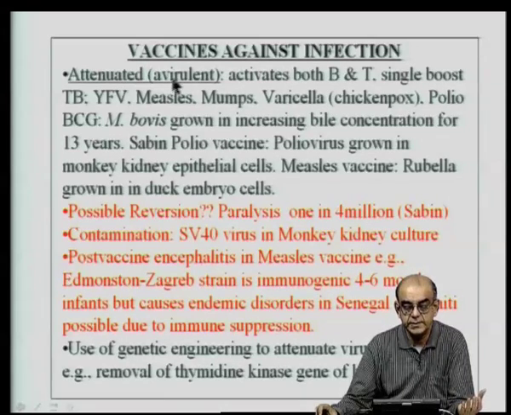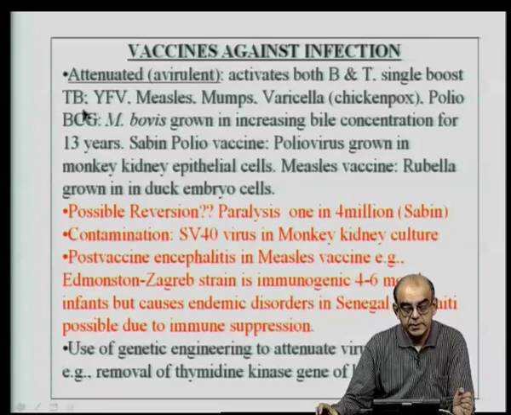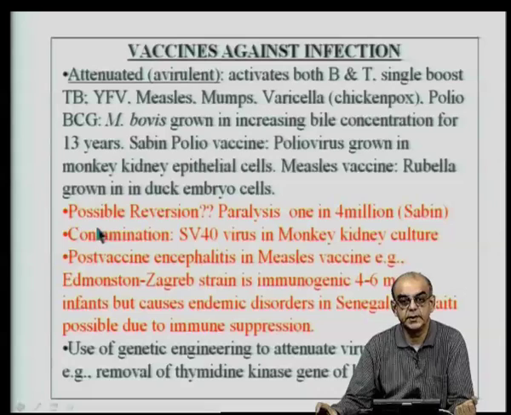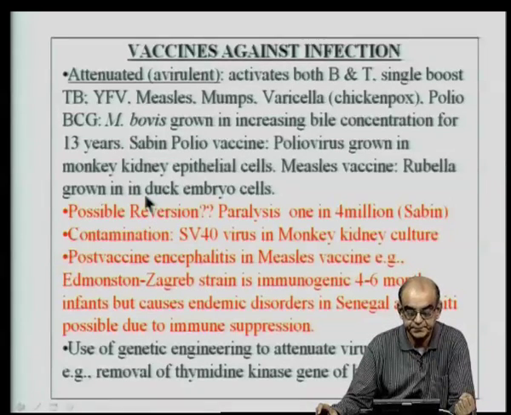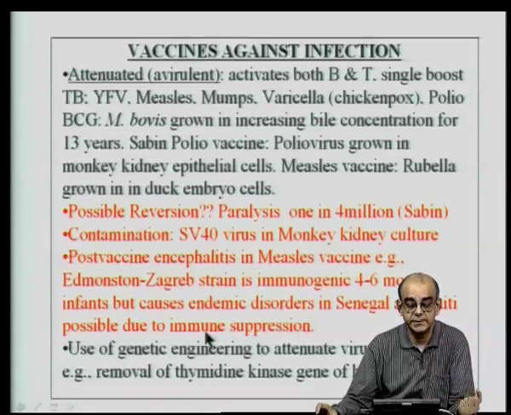Attenuated, as I told you, means it is avirulent, it is not able to cause the disease. Now, attenuated organisms activate both B and T cells. Examples are TB, yellow fever virus, measles, mumps, varicella, polio. In the case of BCG, a well known vaccine which has been successful in some parts of the world but unsuccessful in many parts including India, this vaccine is nothing but Mycobacterium bovis, which has been grown in increasing bile concentration for about 13 years. It has resulted in several mutations that have attenuated the mycobacteria.